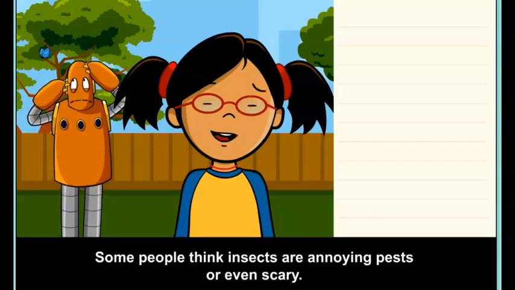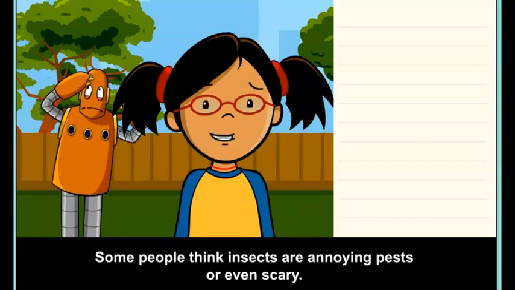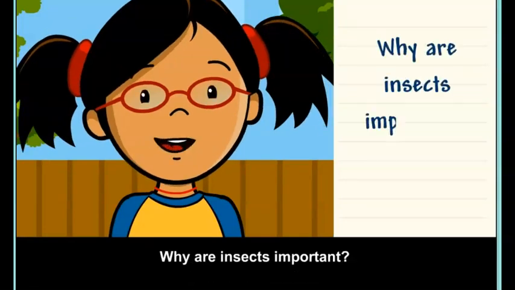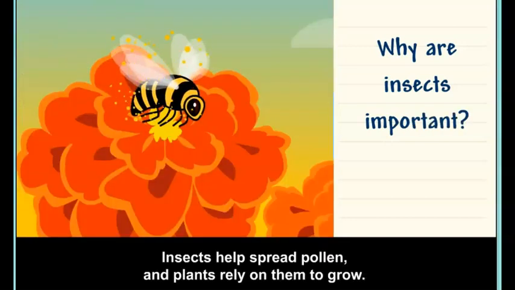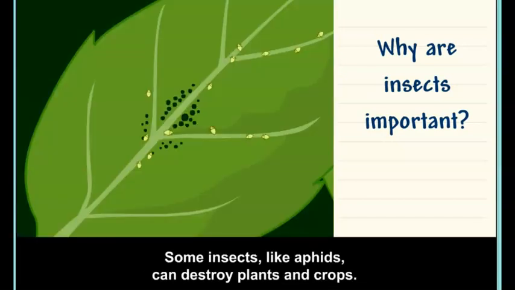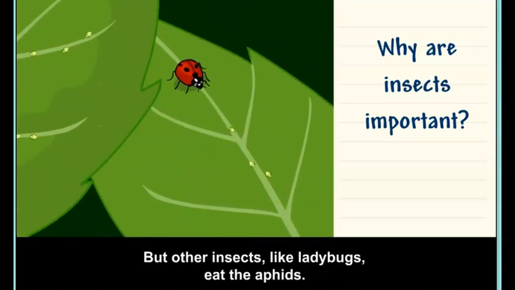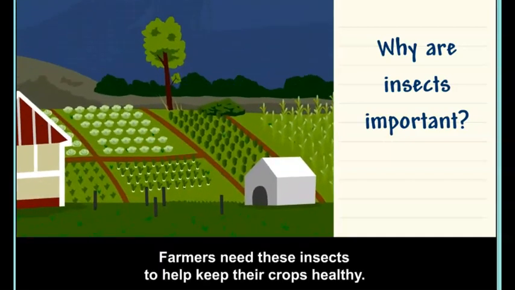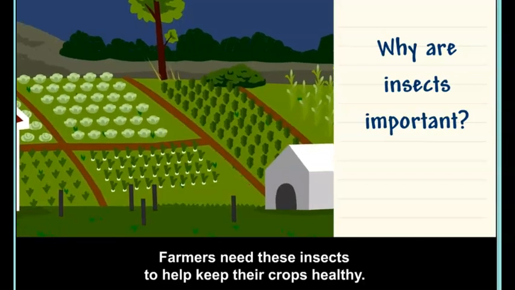Some people think insects are annoying pests or even scary, but they're an important part of our environment. Why are insects important? Insects help spread pollen, and plants rely on them to grow. Some insects, like aphids, can destroy plants and crops, but other insects, like ladybugs, eat the aphids. Farmers need these insects to help keep their crops healthy.